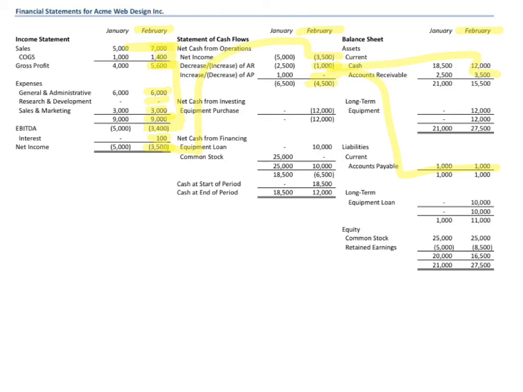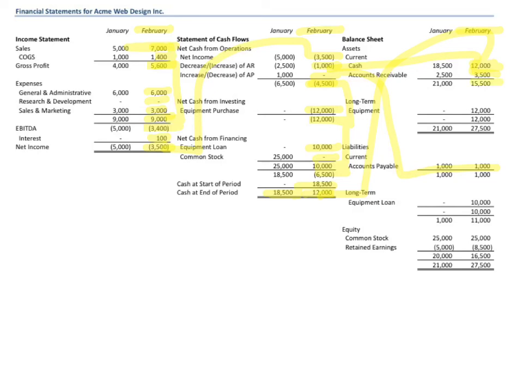We then bought some equipment. We paid $12,000 for it. We took out a loan from the bank for $10,000 of that. Common stock remains unchanged. Therefore, the total of the cash flows from operations and investing and financing is equal to minus $6,500. So in the month, $6,500 went out of the company, but we ended up last month with $18,500 in cash. That starts off this month, and therefore we still have $12,000 in the bank, as you can see here, starting off, but ending off this month.